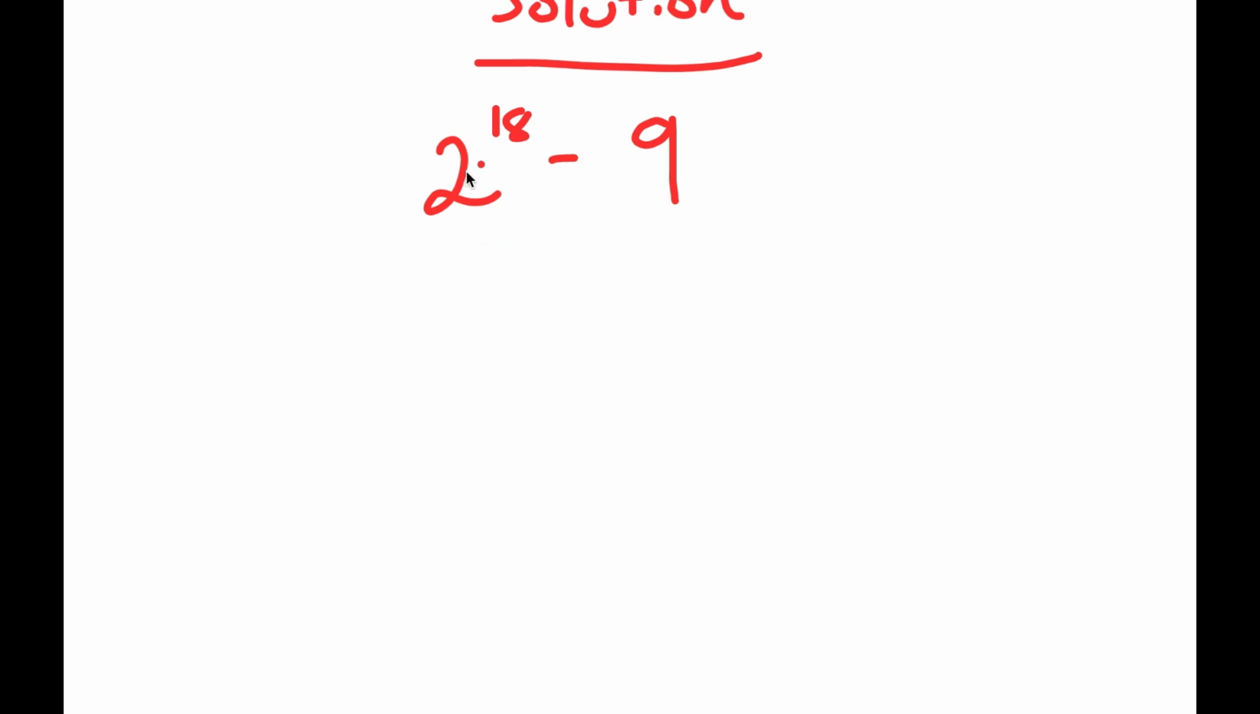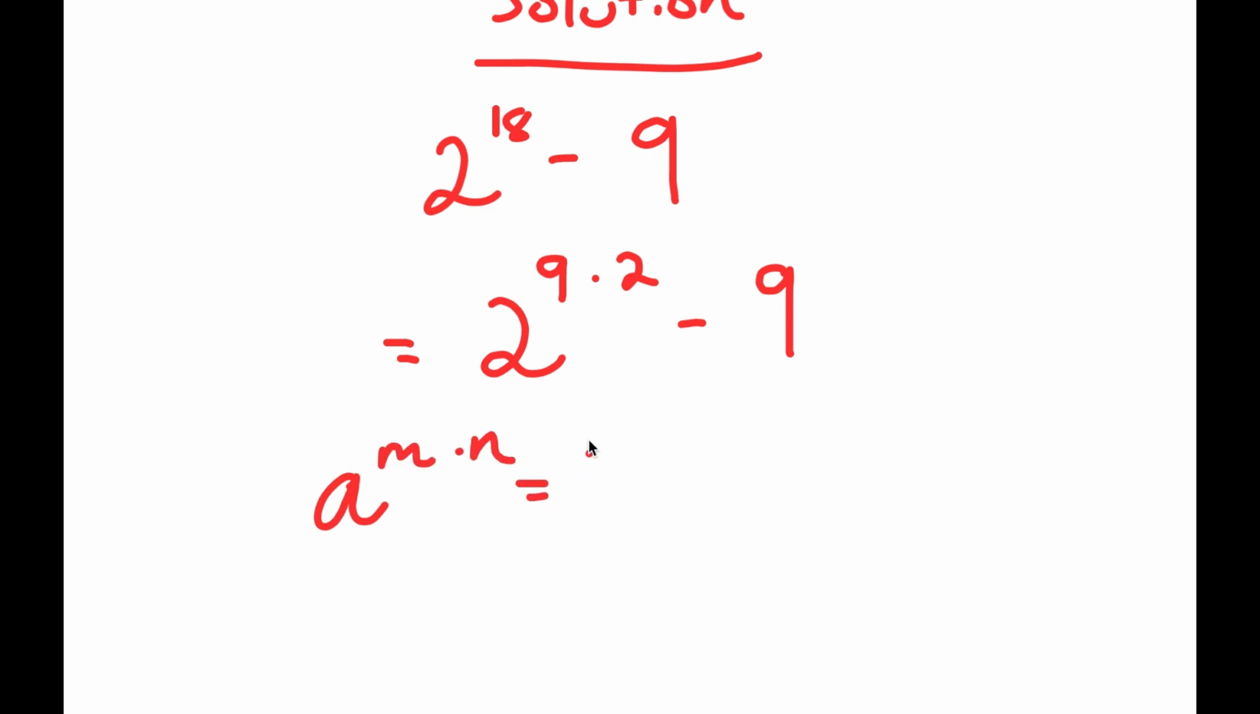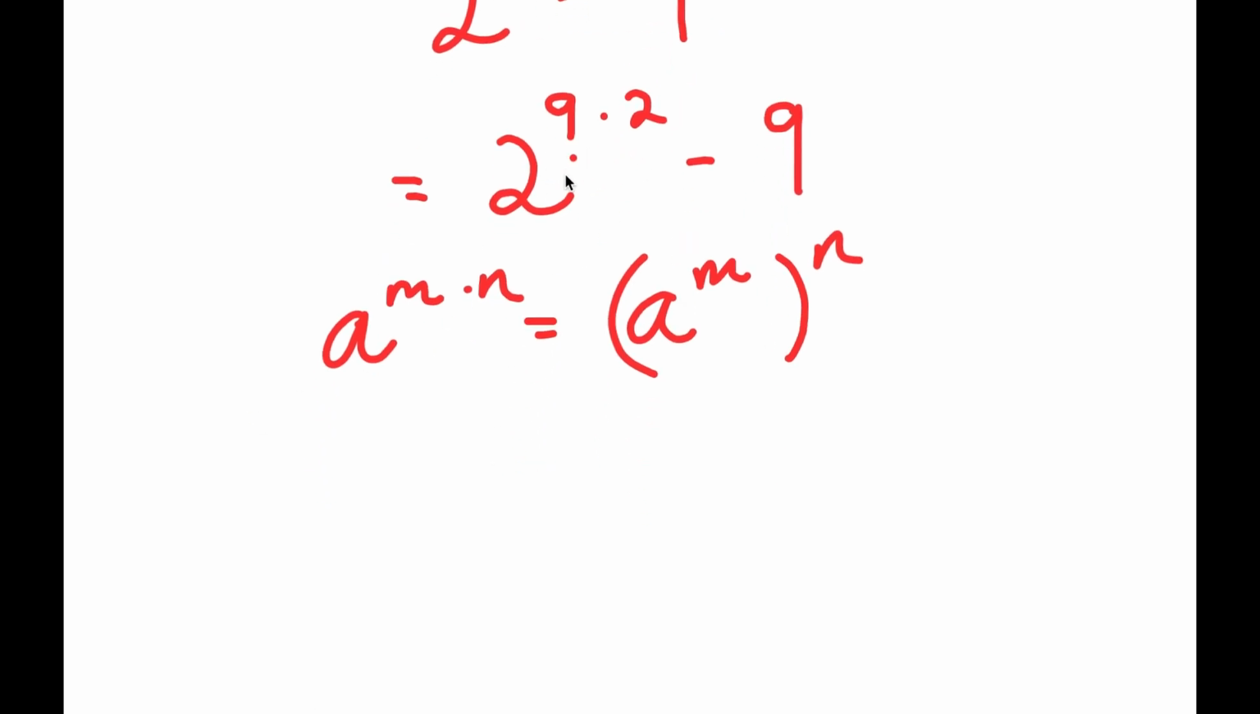And now the first step is I'm going to rewrite 2 to the power of 18 as 2 to the power of 9 times 2. And if I have something in the form a to the power of m times n, this is an exponential property, by the way, so it's best to remember this, this is the same thing as a to the power of m to the power of n. So the exponents just multiply. So using this property, I can rewrite 2 to the power of 9 times 2 as 2 to the power of 9 to the power of 2.